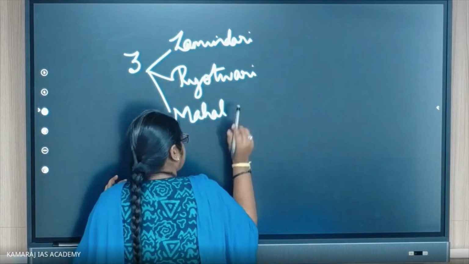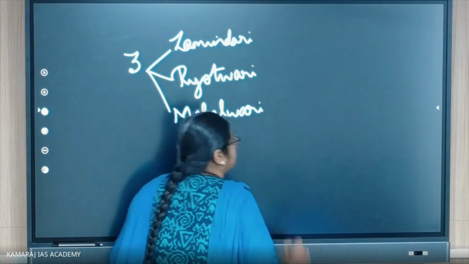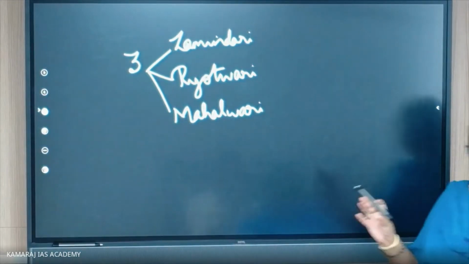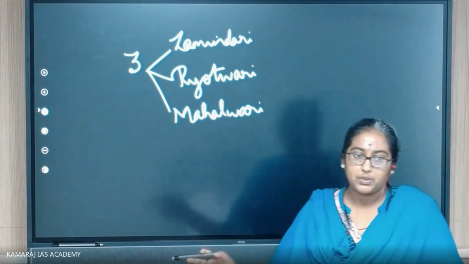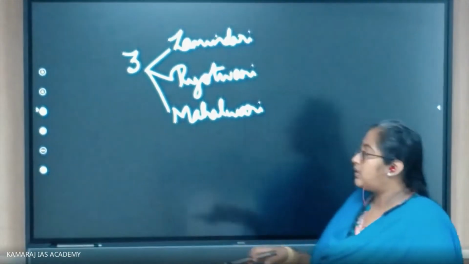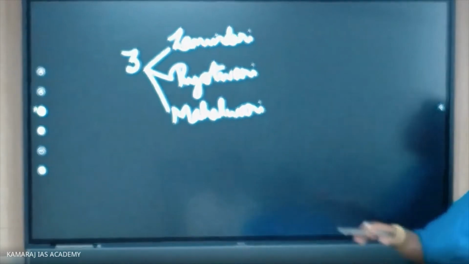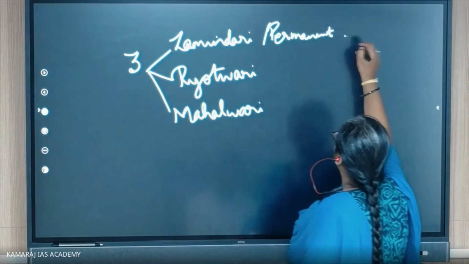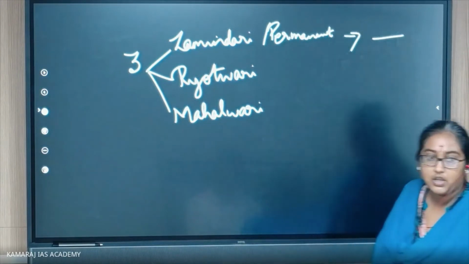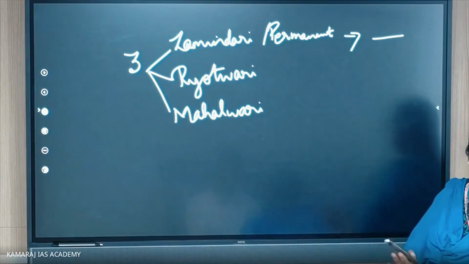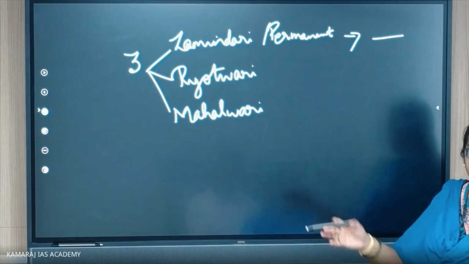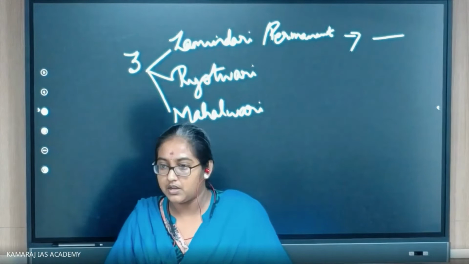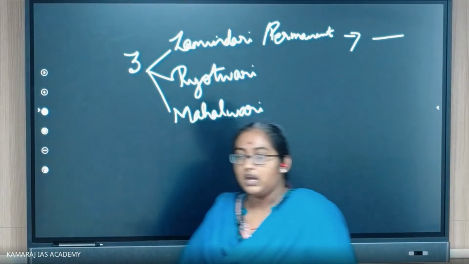Zamindari means the landlord, a person who is considered to be the landlord. The government, that is the British government, would have a contract with the landlords. They would fix the rent, and it is also called the permanent settlement. Out of the production, they have to give a certain amount, fixed according to the area. For example, if it's the Gangetic plains or the riverine plains, the percentage will be higher. In the other areas, the percentage will be less.